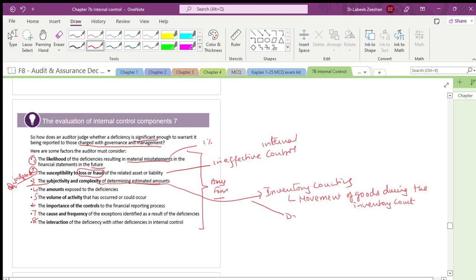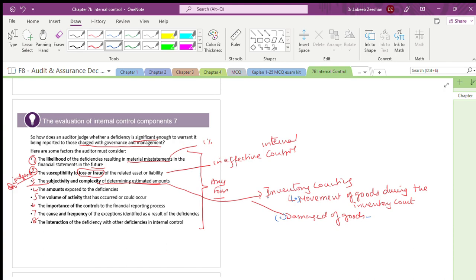Sometimes there will be damage of goods. When there is a movement of goods, you have to be very careful. When there is damage of goods, you will sell it off and say it is scrap. Then you cannot make your own judgment. In case of damage of goods, we cannot decide on our own. We have to take the opinion of the experts. Damage of goods is the example of complexity of the transaction.